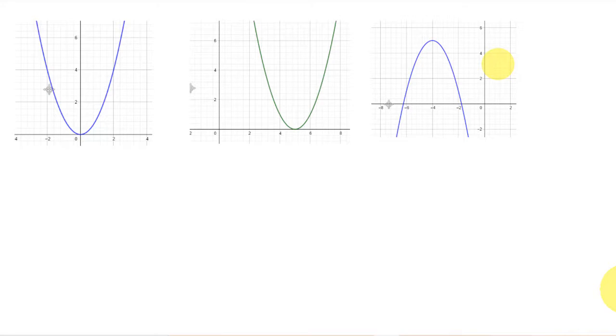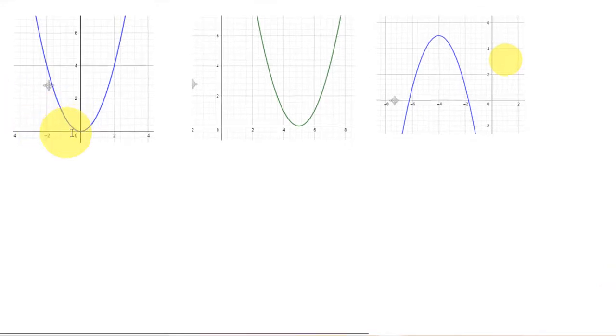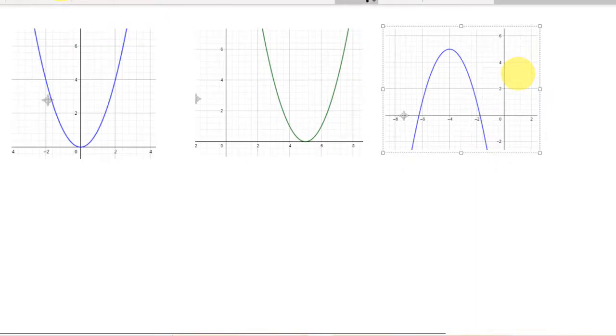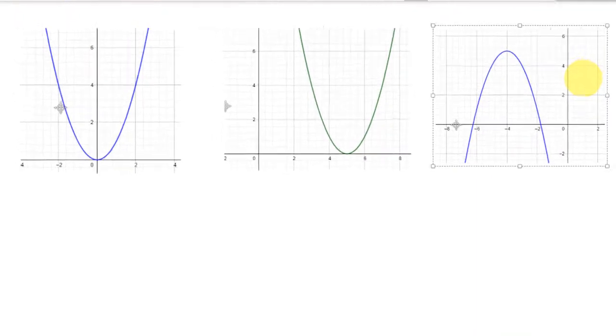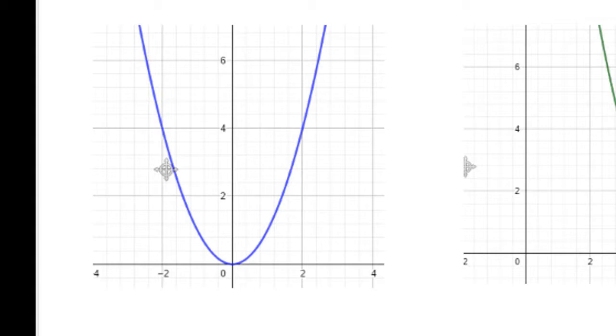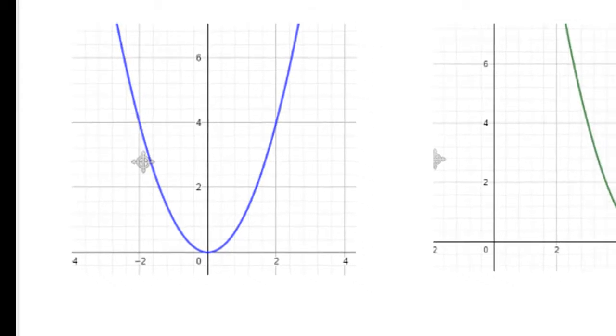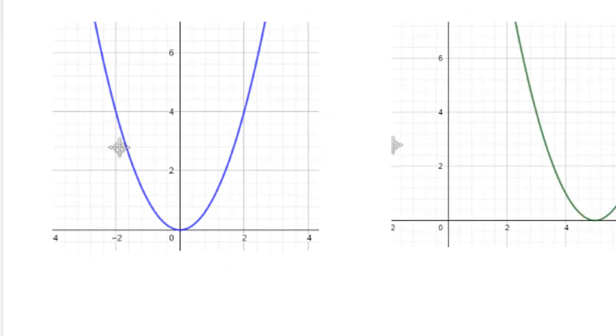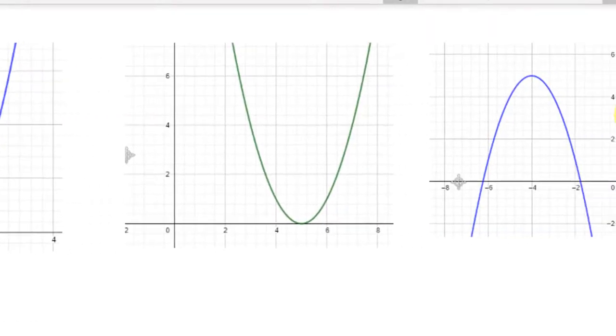Now let's do a final practice. If I have the graph, how can I know what is going to be the formula or the equation? This is 0, 0, and this is going to be 1, 1. That means this is going to be my parent function, y equals x squared. Now, what happened with this one?